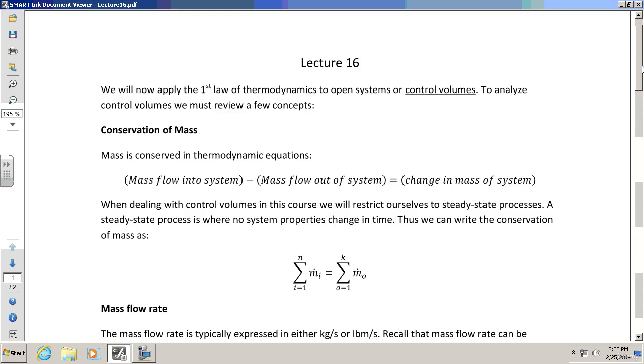Are most of these examples going to have turbines in them? Some, turbines definitely come into play a lot. You're going to see a lot of turbines in the next month or so or more. Yes, and some cycles.